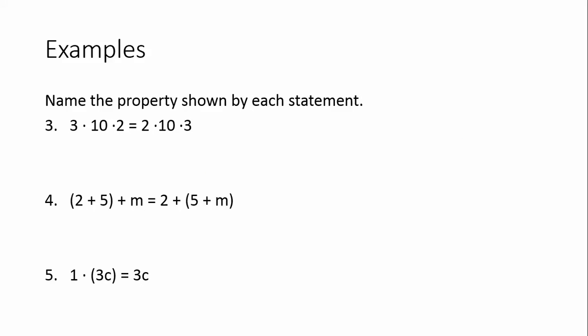So let's just name the properties shown. For the first example, we have 3 times 10 times 2, or 2 times 10 times 3. So here we have multiplication where we're changing the order in which we multiply. So this is the commutative property.